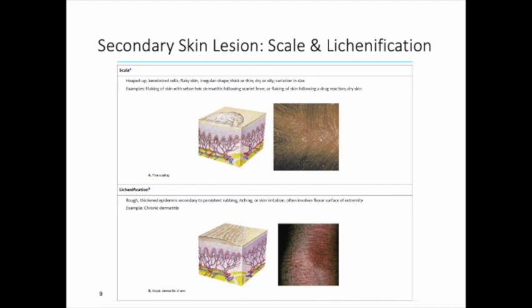Lichenifications are rough, thickened epidermal layer lesions, and they're secondary to persistent rubbing, itching, or skin irritation. Often it involves flexor surfaces of the extremities, like the inside of your antecubital space. And with chronic dermatitis and constant itching and rubbing on the area, you can have a lichenified lesion.